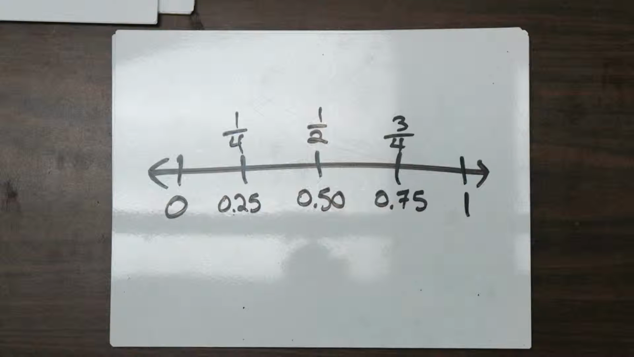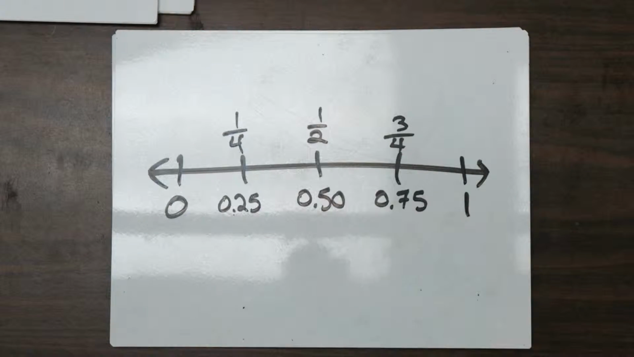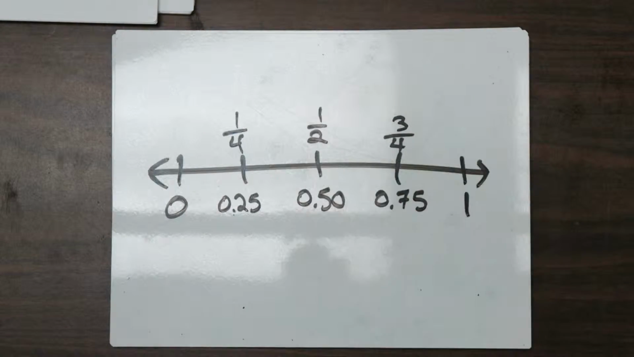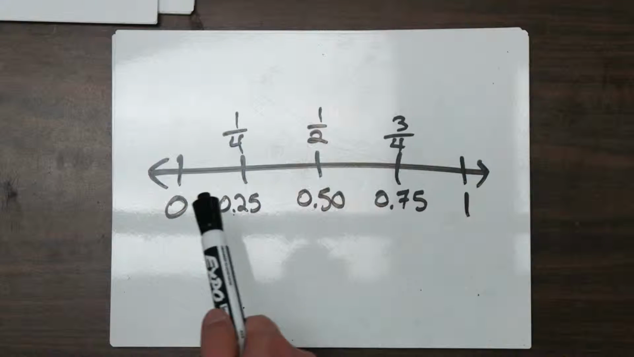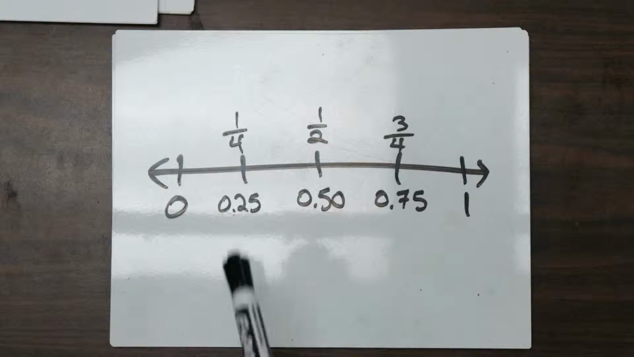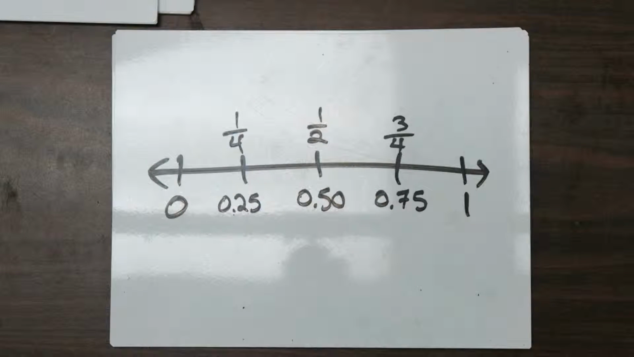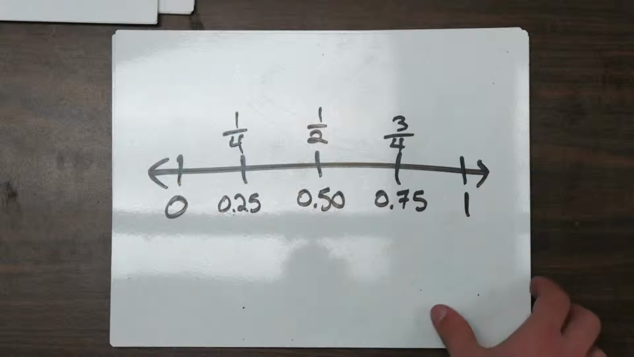So here are some common decimals and fractions that we see on a regular basis. We have a number line here that's broken up into fourths, and we've labeled those fourths: 1/4, 1/2, which is the same thing as 2/4, and 3/4. I've also listed their equivalent decimals. So 1/4 is the same thing as the decimal 0.25. 1/2 is the same thing as 0.50, and 3/4 is the same thing as 0.75.